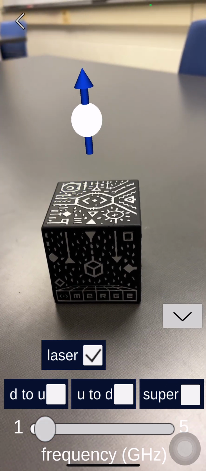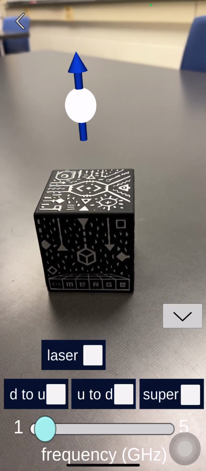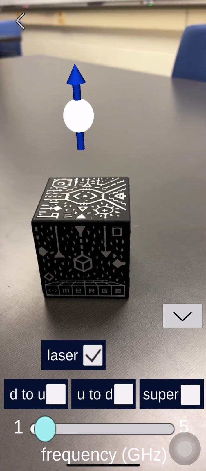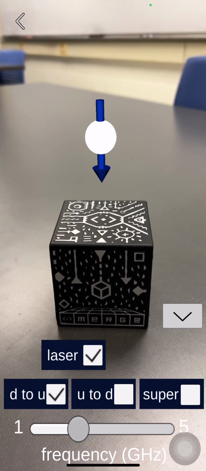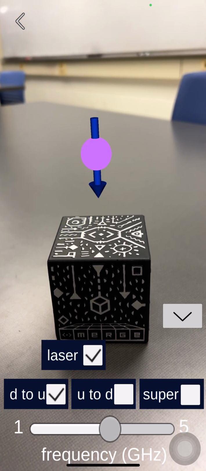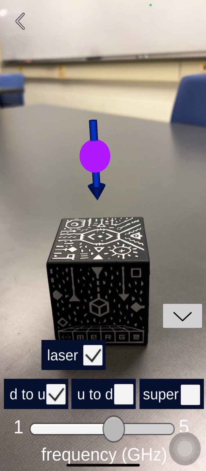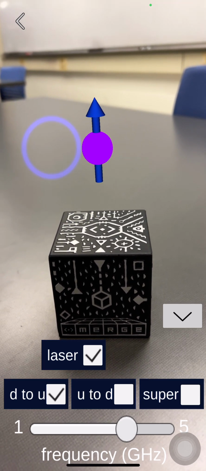But let's just do that again. Let's just reset. Yeah. Okay, there we go. So it's down, and now we're going to drag this over. When we get close, it should turn purple, like the color of the laser. And now you can see it's in the down state, and now it's going to go into the up state. There we go.